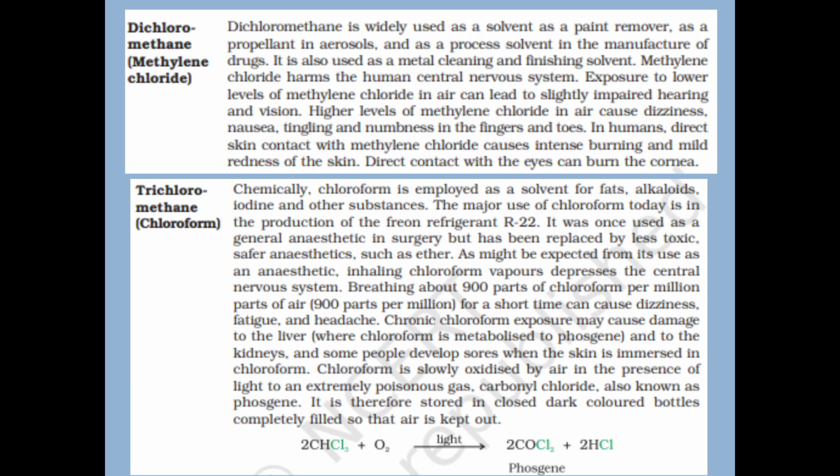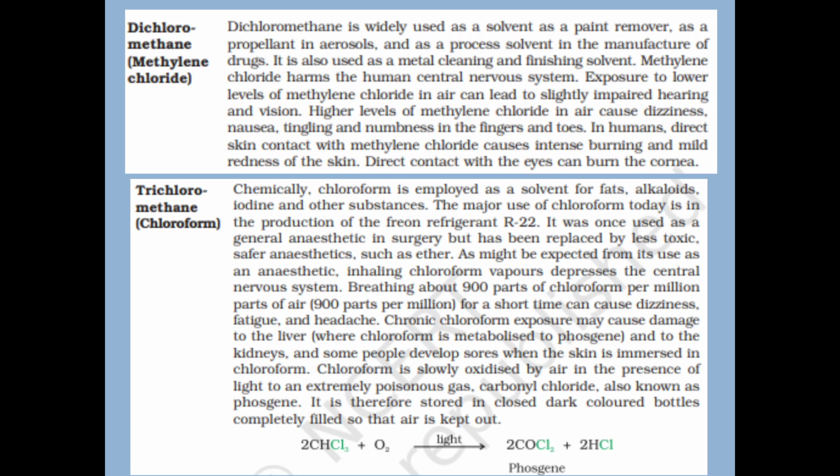As might be expected from its use as an anesthetic, inhaling chloroform vapors depresses the central nervous system. Breathing about 90 parts of chloroform per million, or 900 ppm, for a short time can cause dizziness, fatigue or headache. Chronic chloroform exposure may cause damage to the liver, when chloroform is metabolized to phosgene, and to the kidneys, and some people develop sores when the skin is immersed in chloroform.